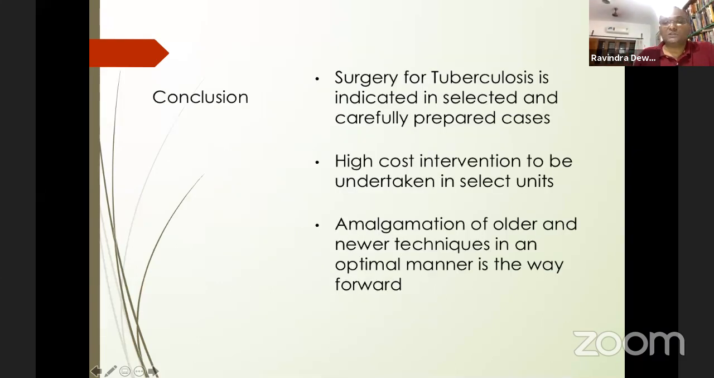So in conclusion, surgery for tuberculosis is indicated in selected and carefully prepared cases. It's a high cost intervention, and should be undertaken in select units which have sufficient understanding and experience in this area. And there are newer techniques which are developing day in and day out, but amalgamation of older and newer techniques in an optimal manner is the way forward. So I think I will conclude here for taking up questions and clarifications.